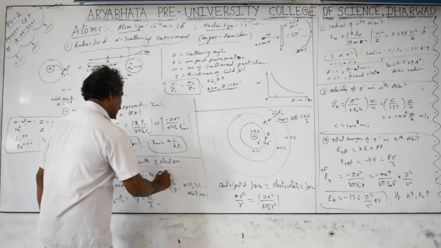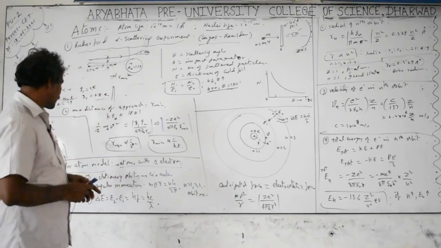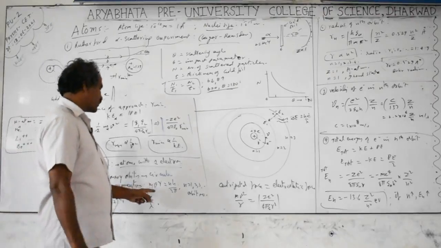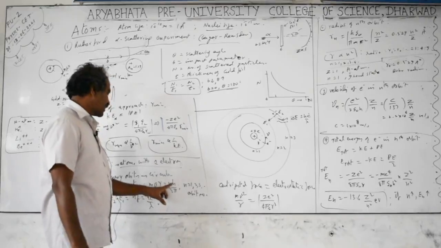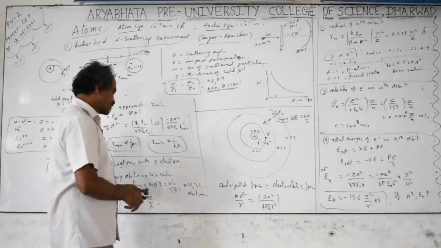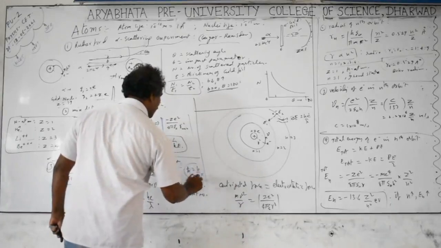Electrons revolve in a circular path around the nucleus. The closed path is called the orbit. And the second postulate is that the angular momentum is equal to nh by 2 pi. n is called the orbit number, later called the principal quantum number. h is Planck's constant. This h by 2 pi is also sometimes written as h bar. h bar is nothing but h by 2 pi.